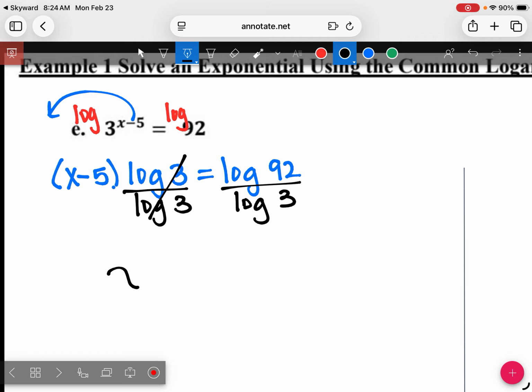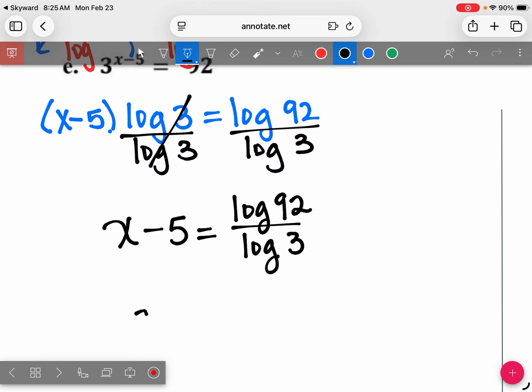So now I'm going to have X minus 5 equals log of 92 divided by the log of 3. Go ahead and type that in. And you should get 4.12. Who got 4.12? All right.